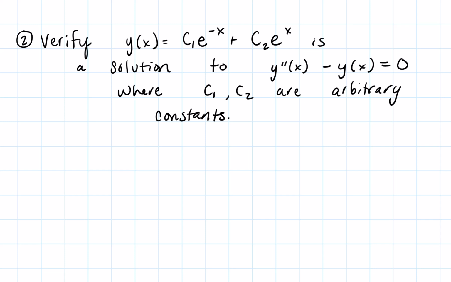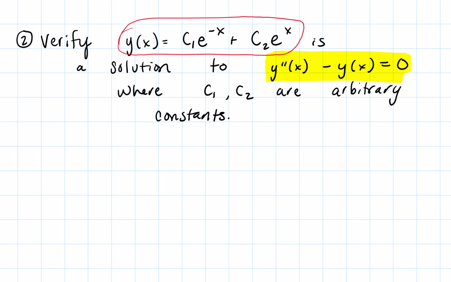Let's verify that this function, y of x equals c1 e to the negative x plus c2 e to the positive x, is a solution to this given differential equation, y double prime of x. Now in this case, I'm just using different notation to get us comfortable with it. So y double prime of x, its second derivative, minus the original function, y of x, is going to be equal to 0. And in this case, we do just have those two constants running around. So when we're taking the derivatives, we're just going to do this for those generic, arbitrary constants.